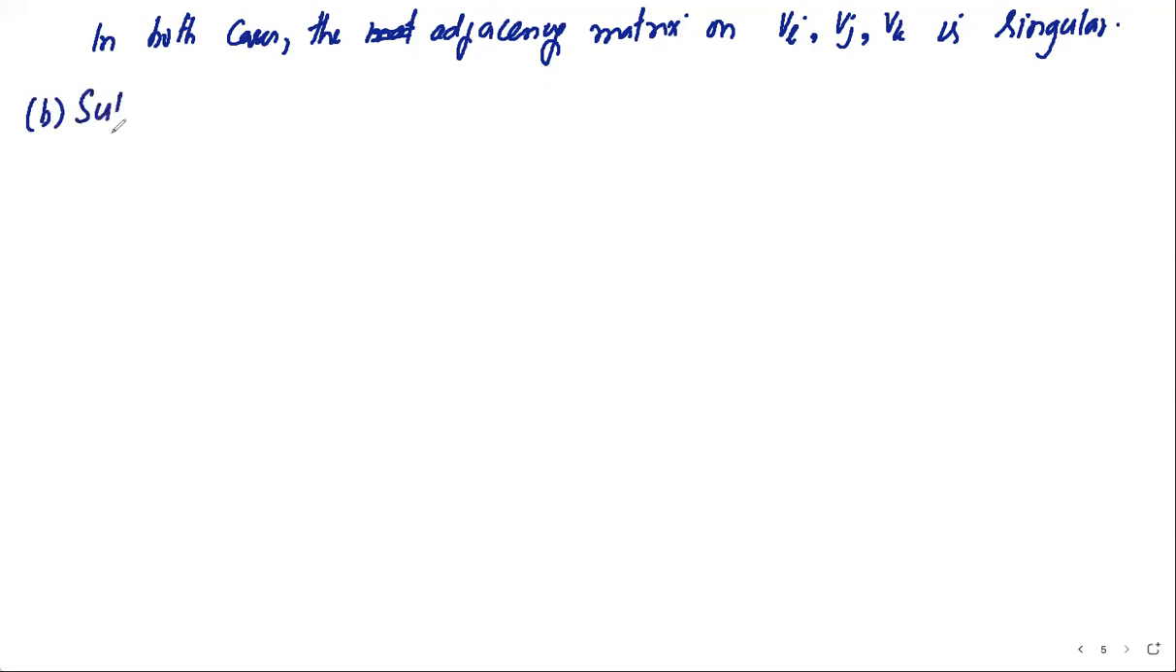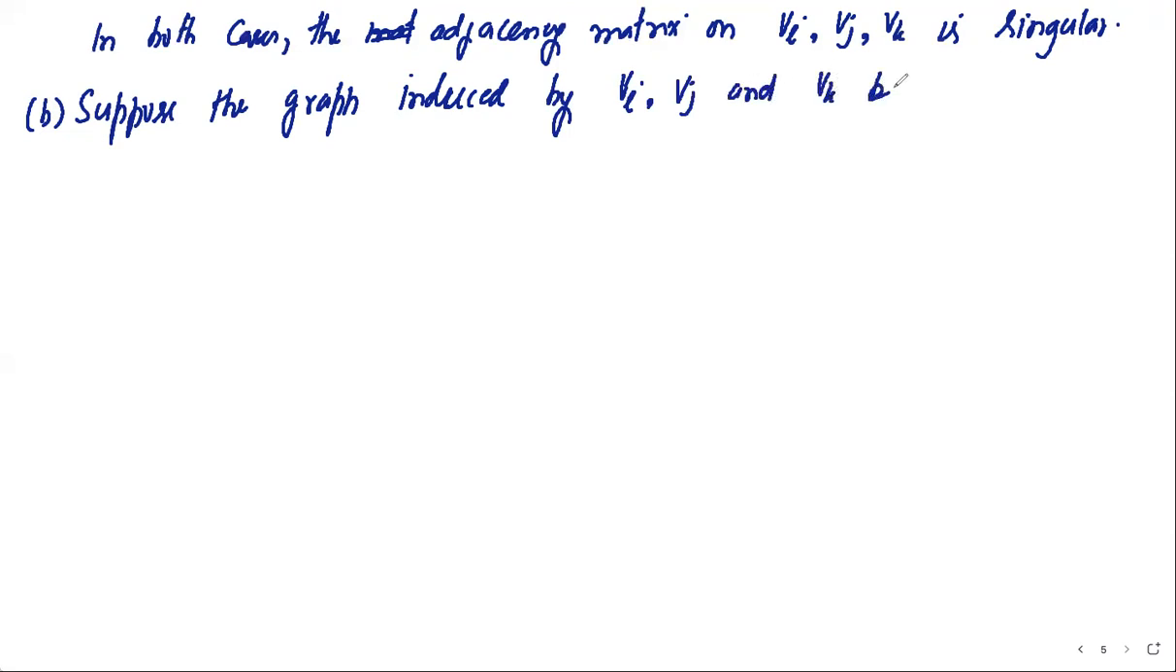Now suppose the graph induced by Vi, Vj, and Vk is a path defined in this way. Vi is adjacent with Vj, and Vj is adjacent with Vk. So the induced graph will look like this: this is Vi, this is Vj, and this is Vk.